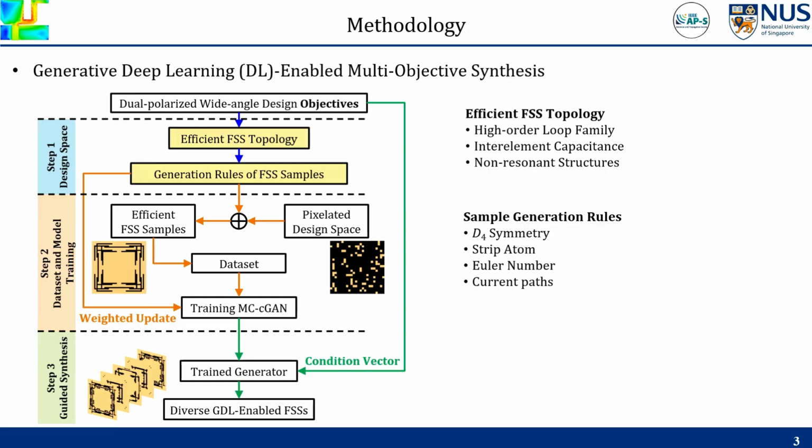For these multi-objective design requirements, we propose a generative deep learning-enabled method. We first extract the initial topology and also the rules of symbol generation, and use these to point into the dataset level and also into the deep learning level, and finally we reuse it into the trained generators.